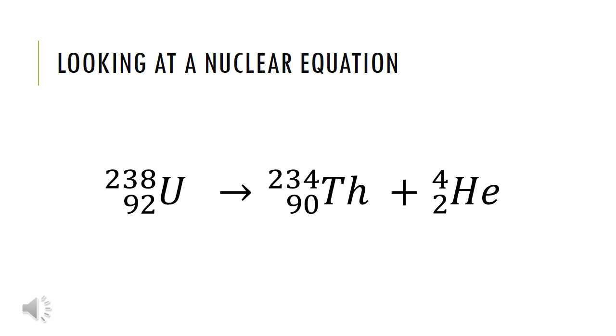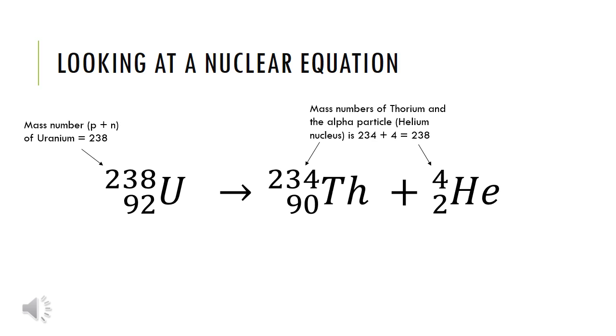So let's go ahead and look at a nuclear equation. Here we have uranium-238 decaying into thorium-234, and it's kicking out an alpha particle, or a helium nucleus. At the top, uranium is 238. That's our mass number, or our protons plus our neutrons. On the right side of the equation, we have the mass numbers of thorium, which is 234, and helium, which is 4. So 234 plus 4 equals 238.